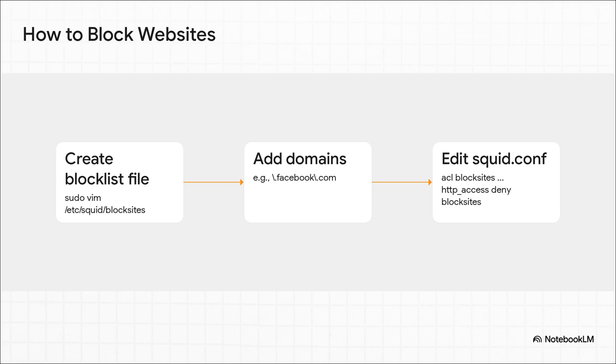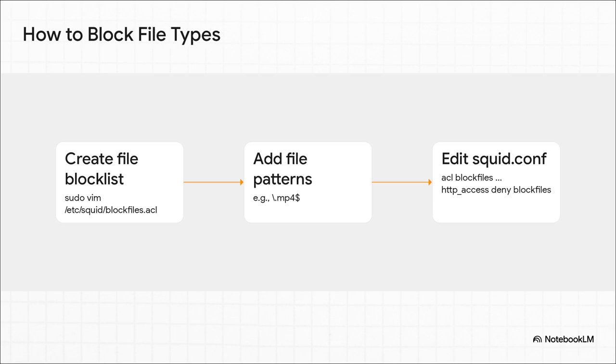Easy as that. And you're going to see a pattern here because blocking file downloads is almost the exact same process. You make a file, list the file extensions you want to block, and then wire it up in the config. But there's one crucial difference. See how we're using url_regex path regex? That tells Squid to only look at the path part of the URL.